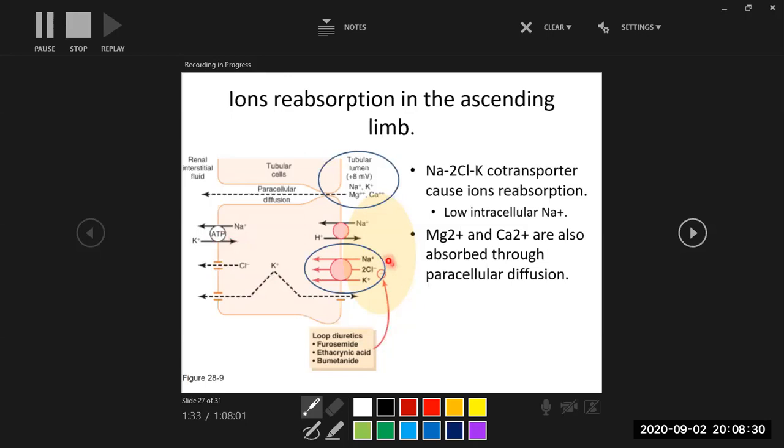The way to do it is that on the luminal side, we have this sodium 2-chloride potassium co-transporter. So this is the quiz question: what is the major channel in the loop of Henle to conduct the sodium reabsorption? And that is the sodium 2-chloride potassium co-transporter, Na2K2Cl co-transporter.